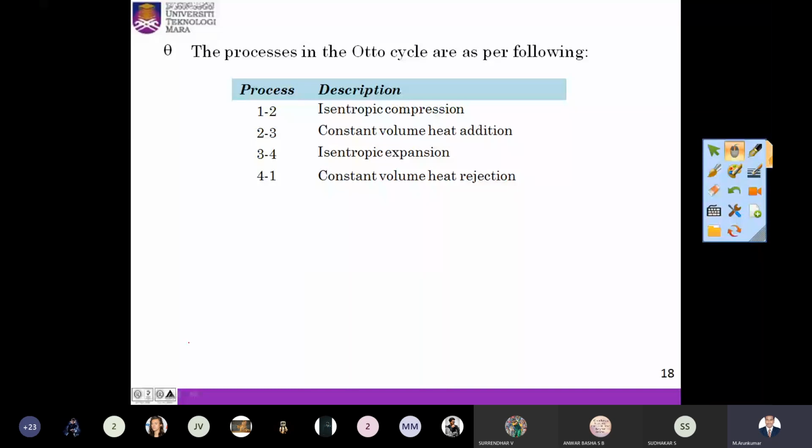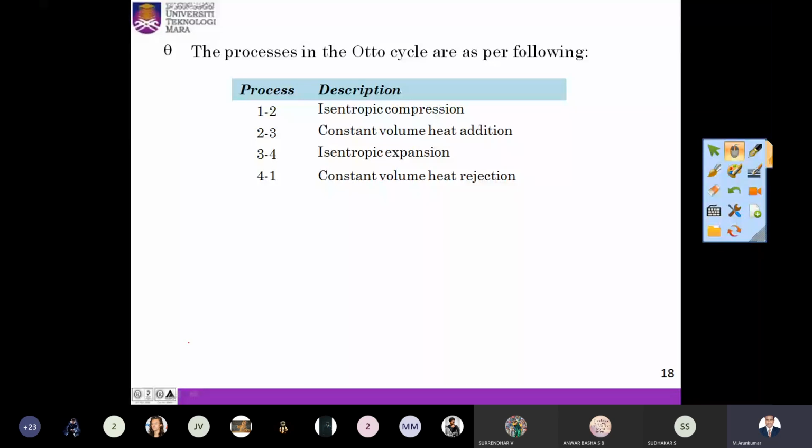So the first process is isentropic compression, and the second process is constant volume heat addition. Then the third process is isentropic expansion. Then the fourth process is constant volume heat rejection. So these four processes together will give you an Otto cycle. Right, like a Carnot cycle, we can have the Otto cycle. Just try to remember the processes.